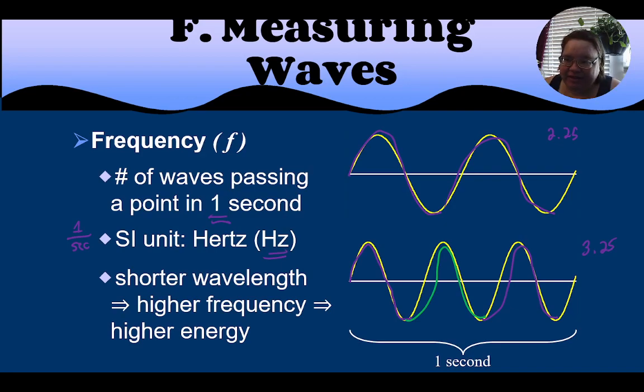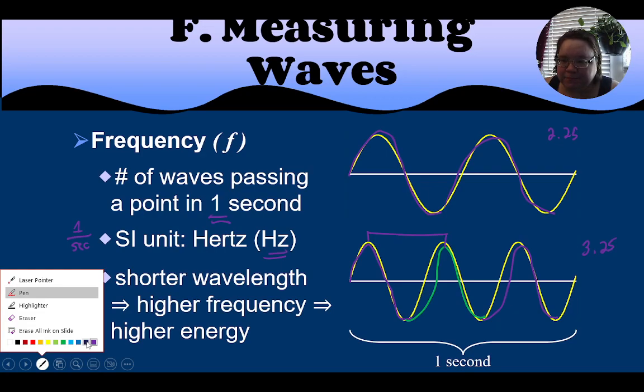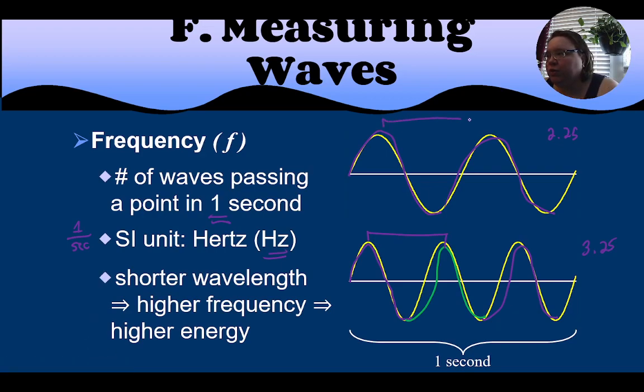Now, shorter wavelengths end up having a higher frequency. So notice my wavelength is smaller, therefore my frequency is higher. That is an inverse relationship. Inverse relationships mean when one of them goes up, the other one goes down. So longer wavelengths, like we have on the top, means lower energy, lower frequency for our longer wavelengths. Shorter wavelengths are higher frequency.